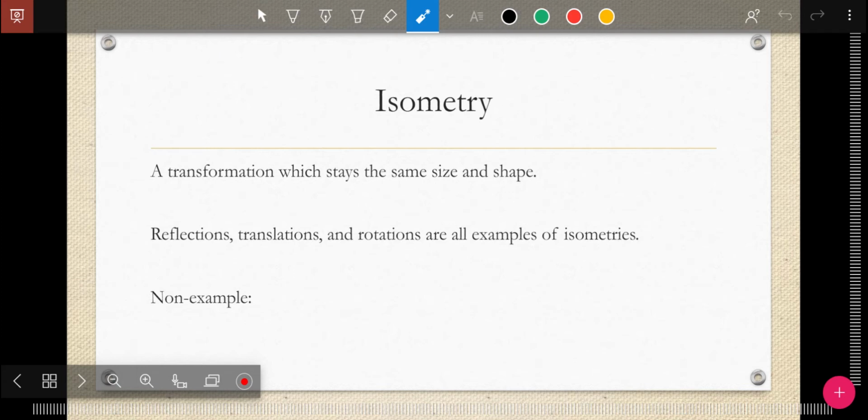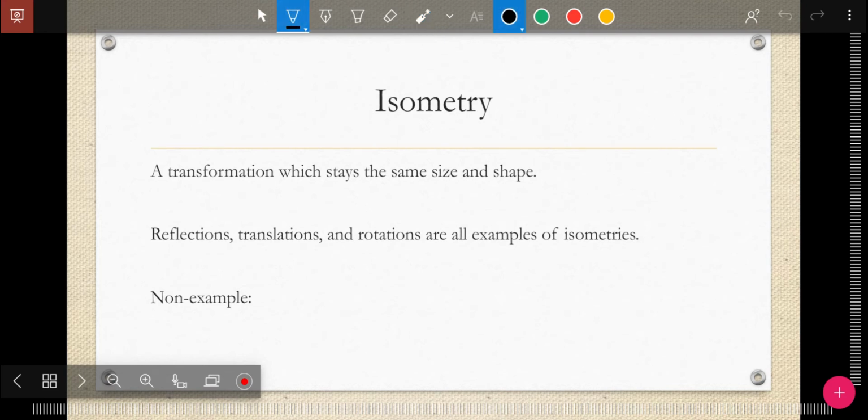And so the first key word here is the word isometry. Isometry is a transformation or change which stays the same size and shape. So again, it's a transformation or change which stays the same size and shape. And that's going to be what we need to know as far as what an isometry is. And then the ones we're going to start out with here are all types of isometries. So reflections, translations, and rotations are all examples of isometries. They all stay the same size and shape. They're all changes in position.